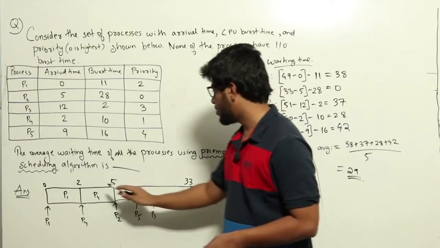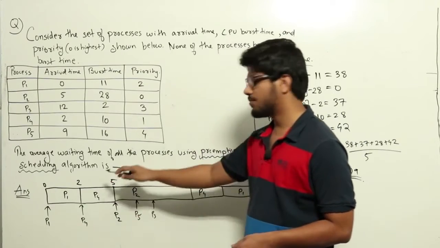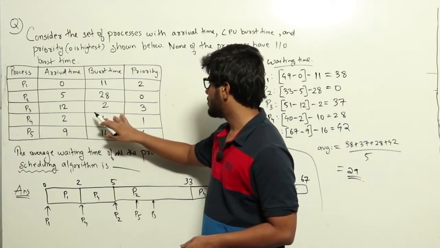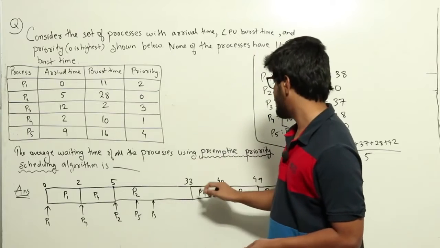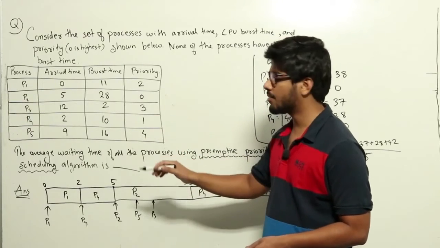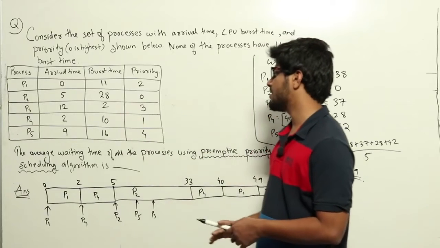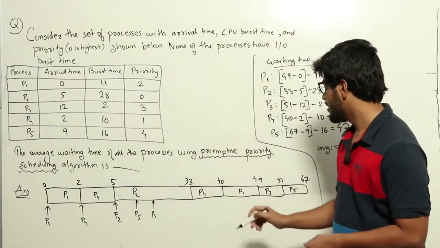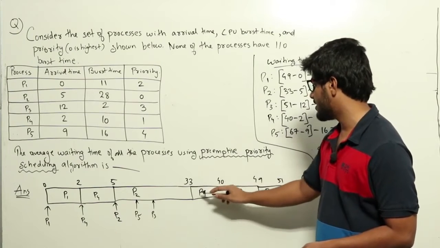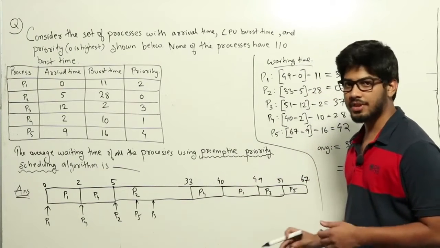So if you see, P4 already ran from 2 to 5, that is for 3 milliseconds, and total burst time is 10. So P4 will need to run an additional 7 milliseconds. 3 already we completed. Total is 10. So 10 minus 3, 7 additionally it needs to run. So from 33 to 33 plus 7, P4 will run. That is up to 40. By this time P4 is over.